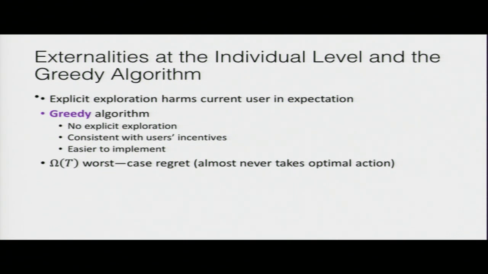Now you might say, okay, why don't we just use this greedy algorithm, which just says, do the thing that seems optimal at this current moment. And this has a lot of advantages. It's consistent with users' incentives, and it's easy to implement, but it also has terrible performance in the worst case. You may just almost never take the optimal action. Okay? So why would we actually consider doing this?